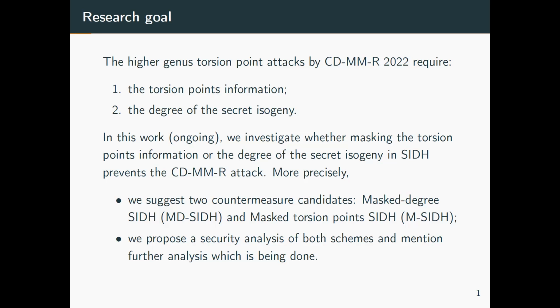So in this work, we try to do something about this information and prevent the CDMMR attack. More precisely, we propose two countermeasure candidates, Masked-degree SIDH, MD-SIDH, and Masked torsion points SIDH, MT-SIDH. We propose the security analysis of both schemes and mention further analysis.